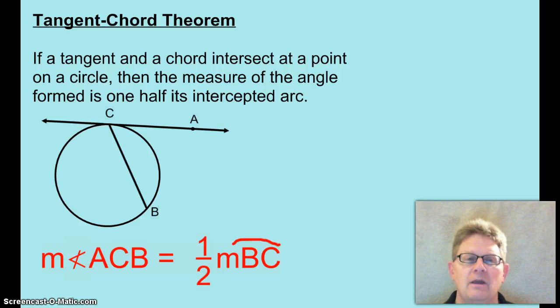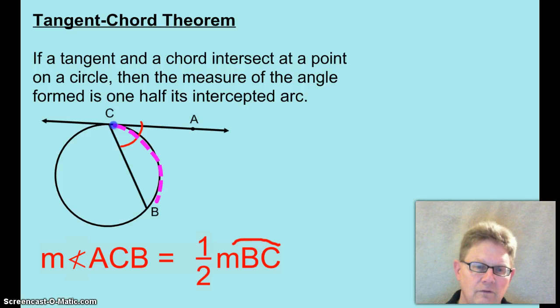Tangent chord theorem. If a tangent and a chord intersect at a point on the circle, then the measure of the angle formed is 1/2 of its intercepted arc. So the measure of angle ACB, excuse me a minute while I get my little handy dandy slate. The measure of this angle right here is half of this arc right there. It's kind of like an inscribed angle, but not quite. Okay, next scenario, let's move along.